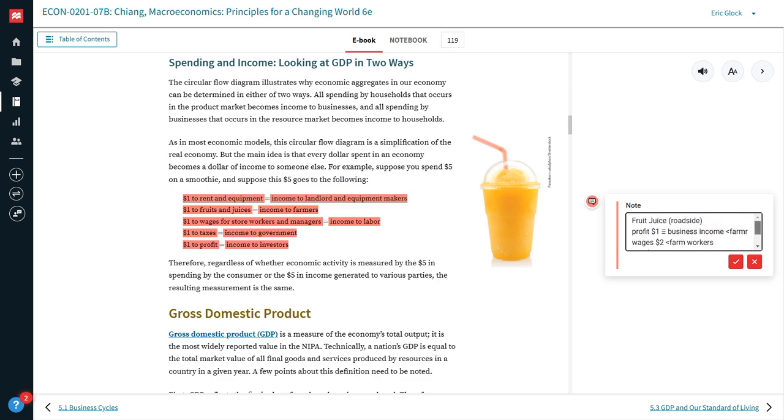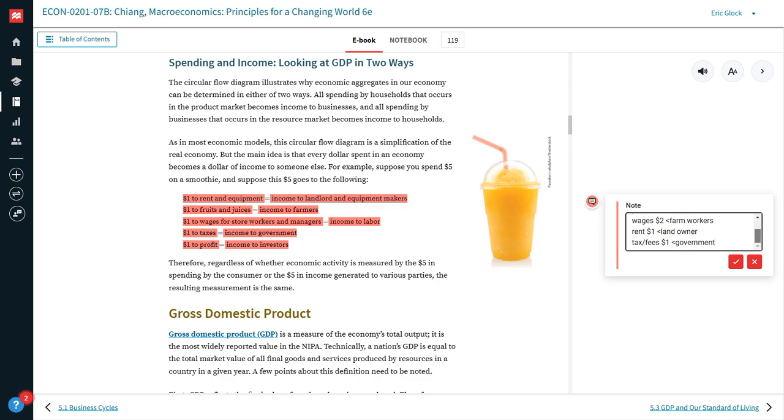That $5 you're paying to the farmer goes to profit. It goes to wages. It goes to rent. It goes to taxes. That's the end of the $5. It went to people involved in the production of the fruit juice, or people getting money from it who weren't involved, like the government, though they probably built the road that you drove along to get there. So I would say that they're probably involved in production, at least.